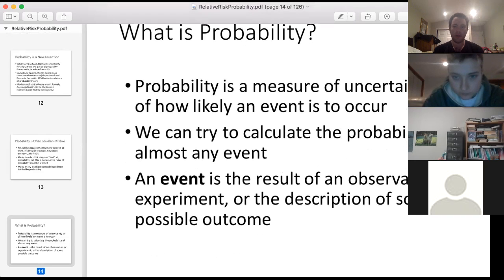So probability is the measure of uncertainty or how likely an event is to occur. So you have an event, and you can think of, let's say, a coin flip. A coin flip is an independent event, and the coin can either land on heads or tails. So there's two outcomes, and it has to be one or the other. It can't be both. You can't flip a coin one time and get both heads and tails. It has to land on either heads or tails. So that is to say that the two events are mutually exclusive.